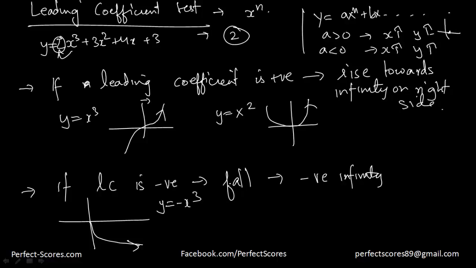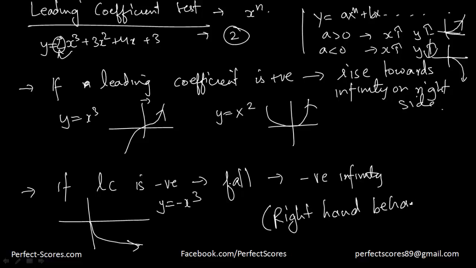Now what do you mean by as x increases, y increases? It rises towards infinity. And what do you mean by as x increases, y decreases? It goes towards negative infinity. I hope you're able to understand this part as well, guys. So this is the leading coefficient test, which is also known as the right hand behavior of a polynomial.